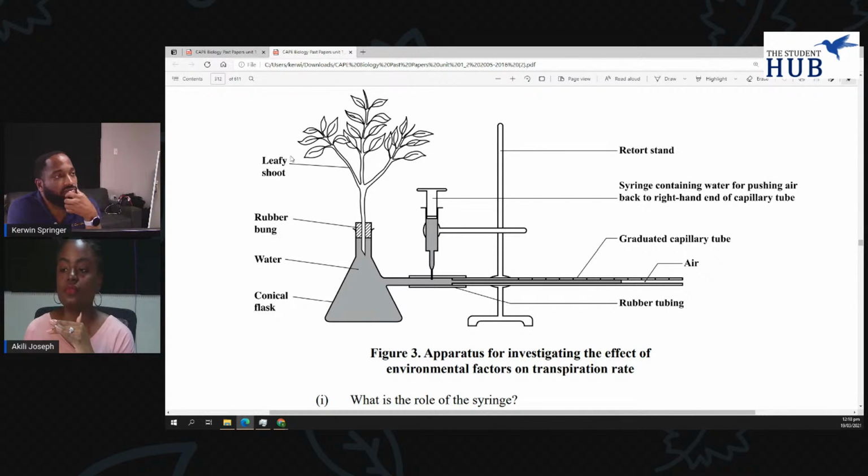So basically, I'm going to tell you what you needed to do, but this is something that you would have had to think about in the exam for yourself. So you would actually set up this apparatus.